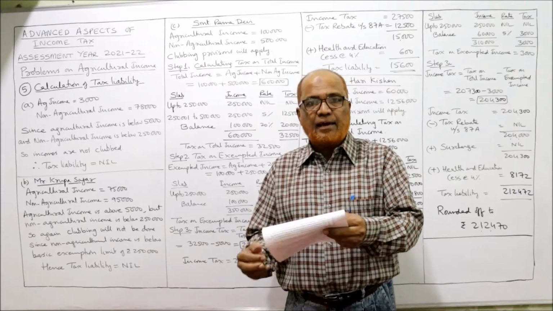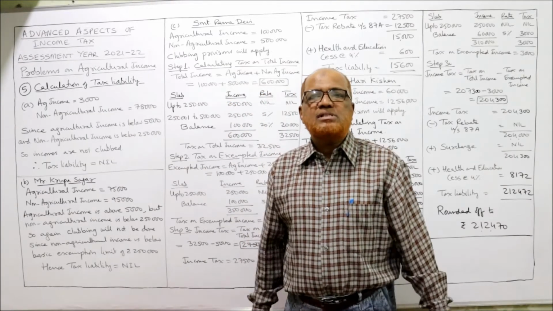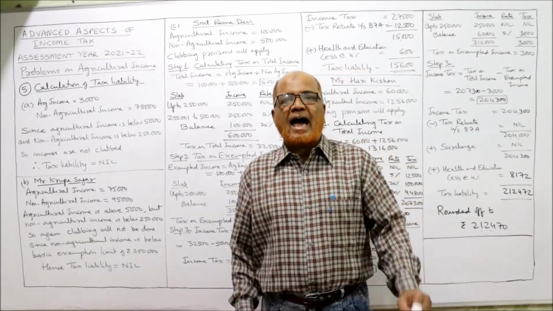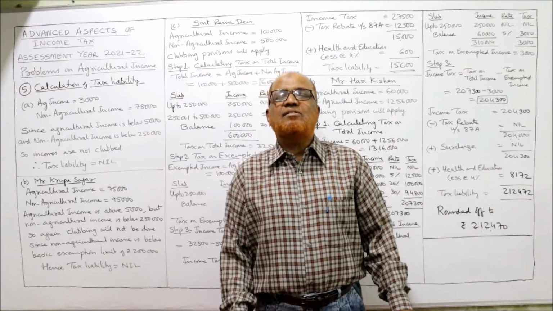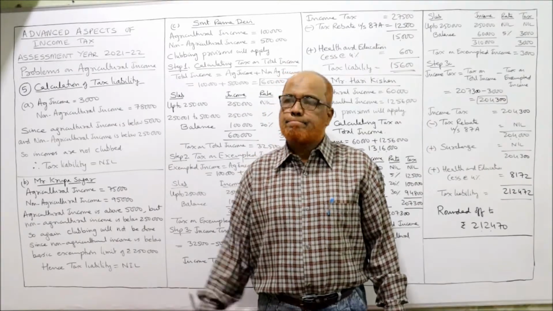First case, A. Agricultural income 3,000, non-agricultural income 78,000. Now see carefully. In the first case, agricultural income is given as 3,000 and non-agricultural income is given as 78,000, and we are required to calculate the tax liability.